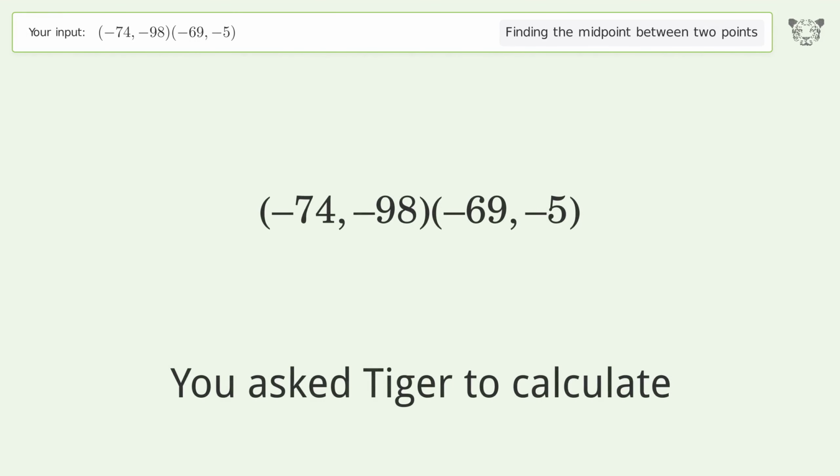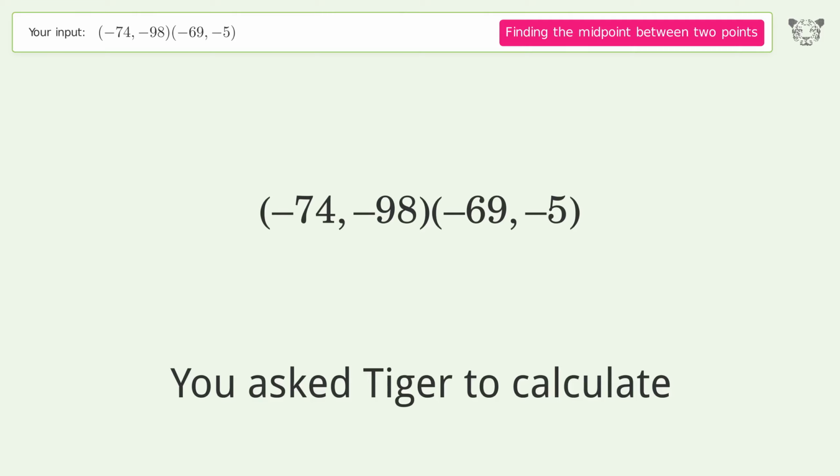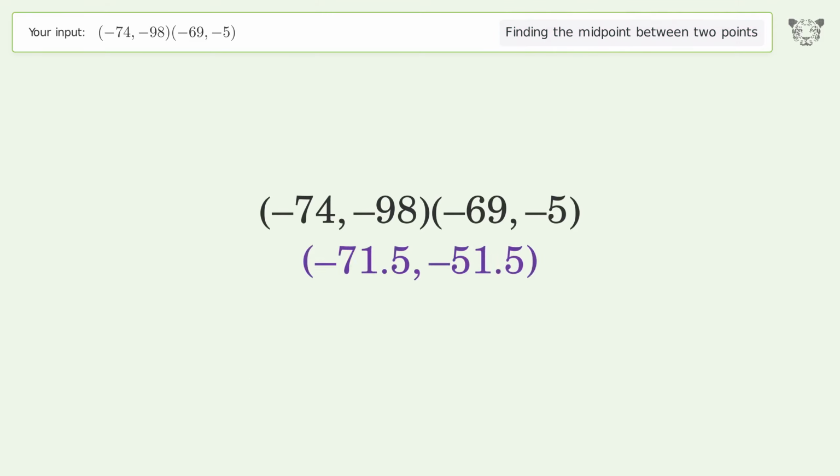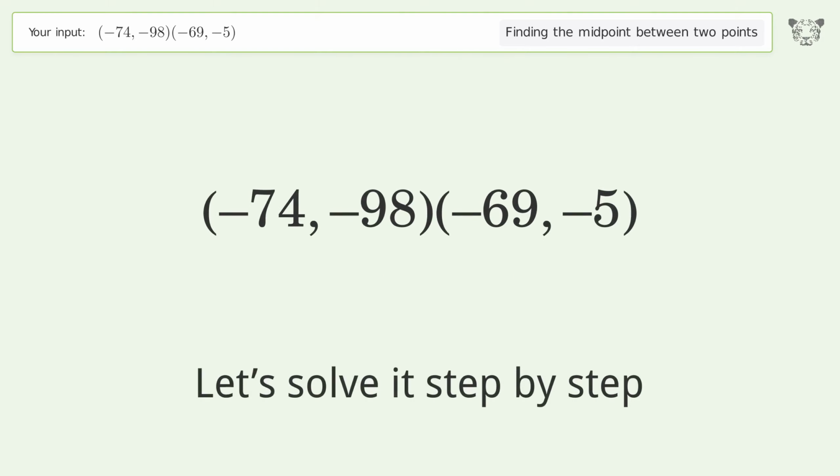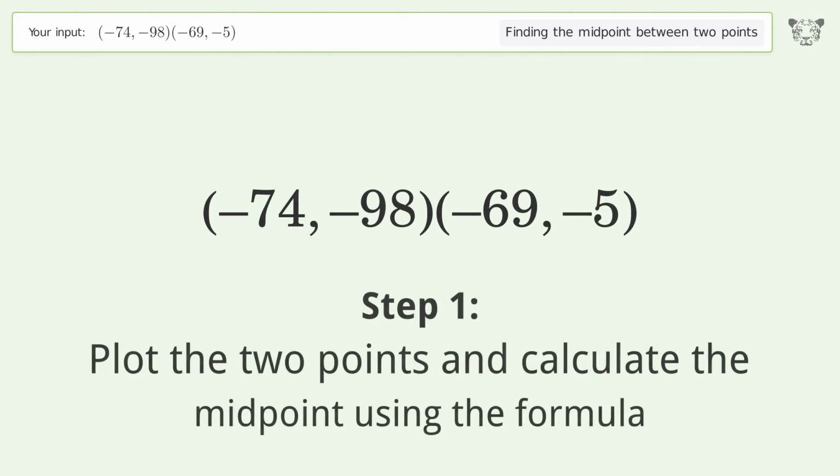You ask Tiger to calculate. This deals with finding the midpoint between 2 points. The midpoint between the 2 points is -71.5, -51.5. Let's solve it step by step. Plot the 2 points and calculate the midpoint using the formula.